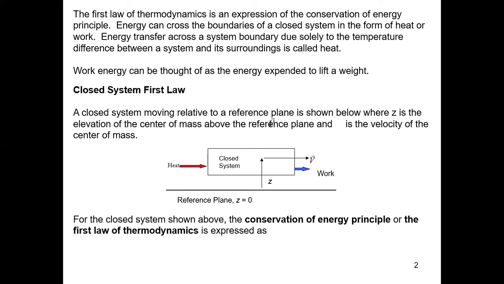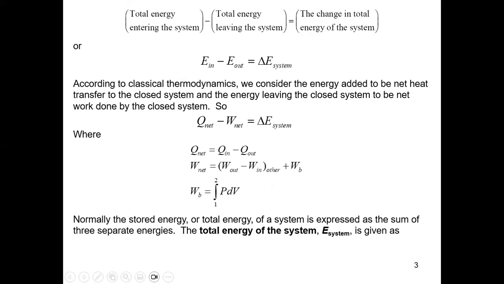For the closed system shown above, the conservation of energy principle, or the first law of thermodynamics, is expressed as: the change in energy of the system, which is delta E, is E in minus E out. According to classical thermodynamics, we consider the energy added to be the net heat transfer to the closed system, and the energy leaving the system to be the work done by the closed system.